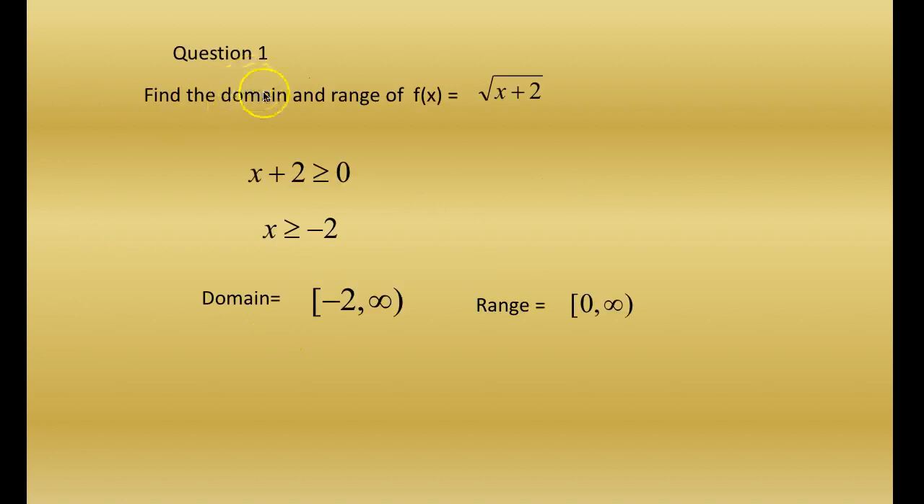We start with the question: find the domain and range of f(x) equal to root x plus 2. Now x plus 2 is always greater than or equal to 0 since we are dealing with real numbers. So x is greater than or equal to minus 2, and your domain would be the closed interval minus 2 to infinity. And the value of f(x) can never be negative because it's a square root of a positive real number, so range will be the closed interval 0 to infinity.